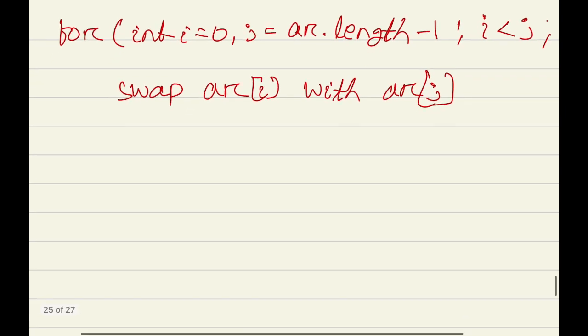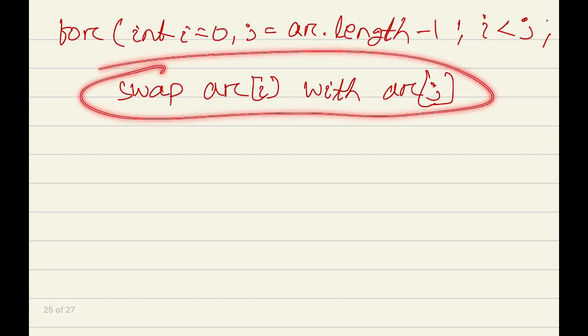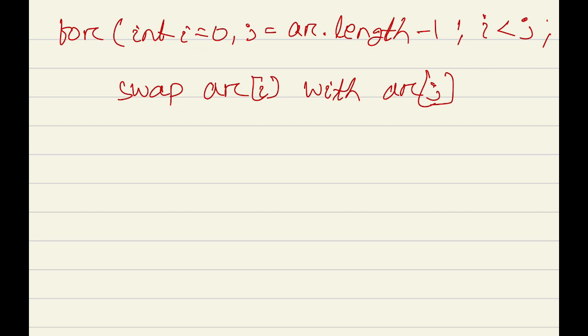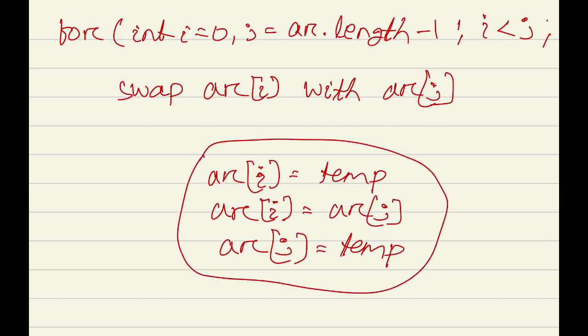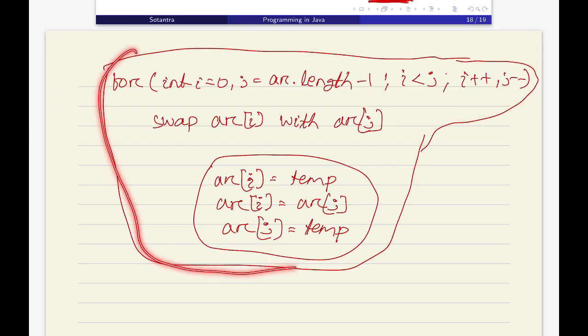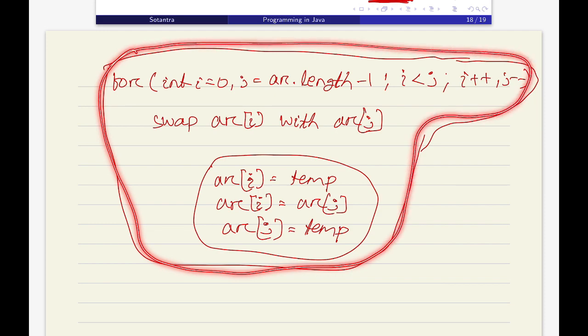Then how to swap this one? So how to swap ar of i with ar of j? If we write like this: temp equal to ar of i, then ar of i equal to ar of j, then ar of j equal to temp. So this is the code to swap, or we can say this is the code snippet to reverse the elements of an array.